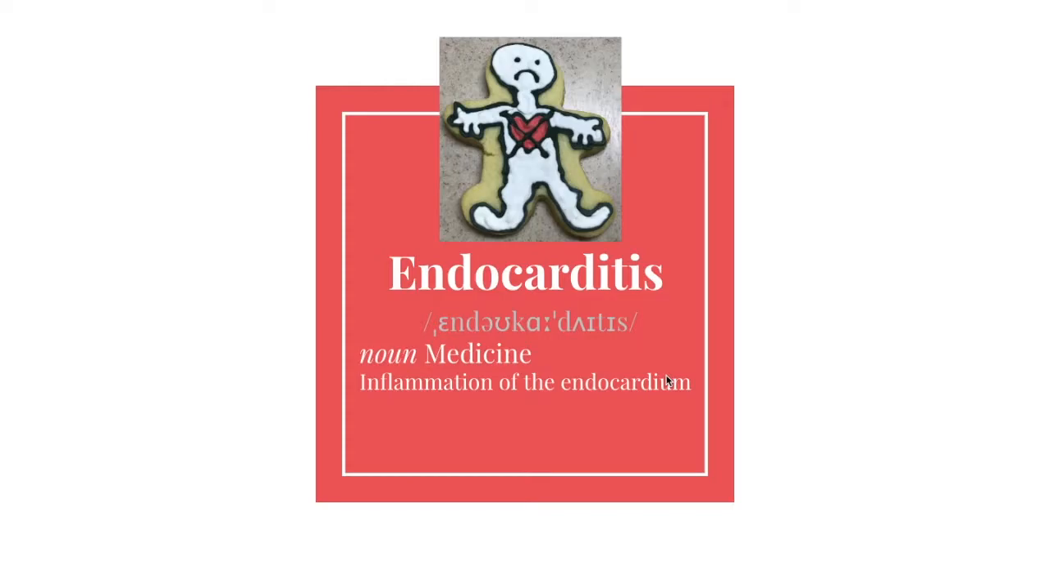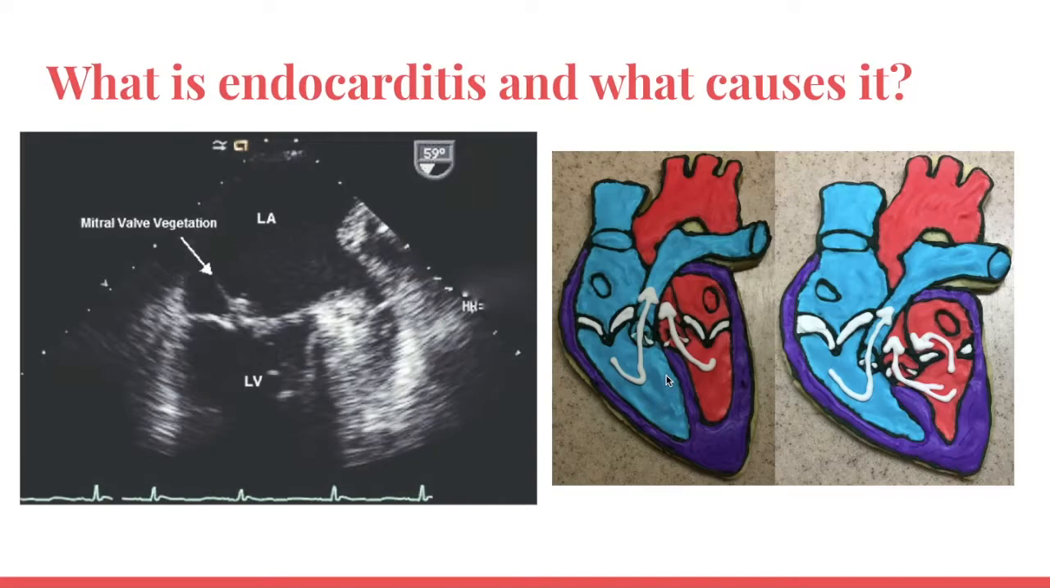Endocarditis is defined by the Oxford Dictionary as an inflammation of the endocardium. We can break down the word endocarditis into its prefixes and suffixes, with endo meaning inside or within, cardio meaning of the heart, and itis meaning inflammation, so quite literally, the inflammation of the inner lining of the heart.